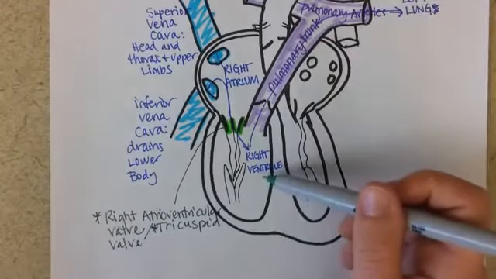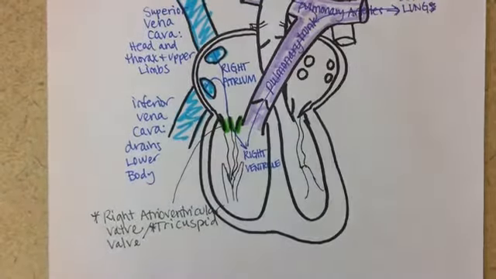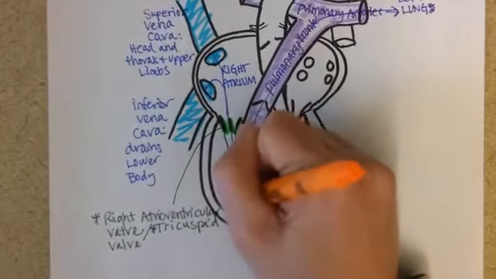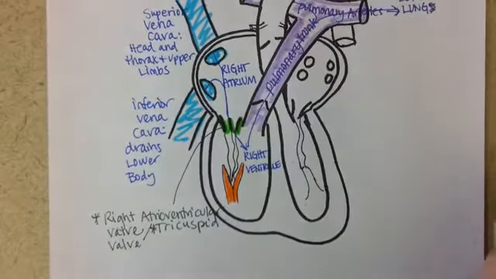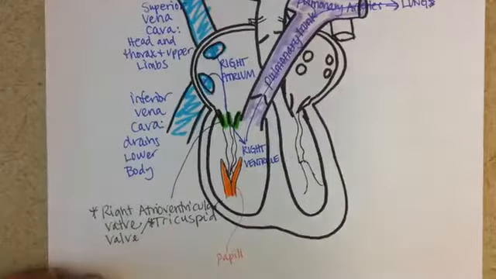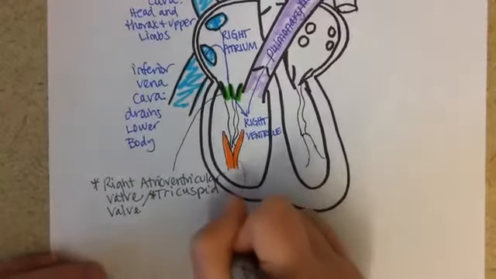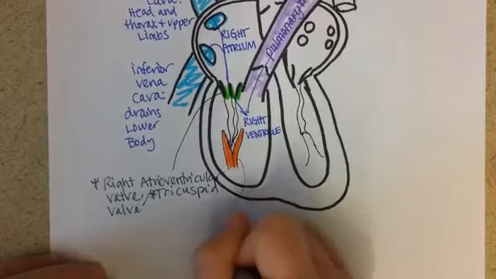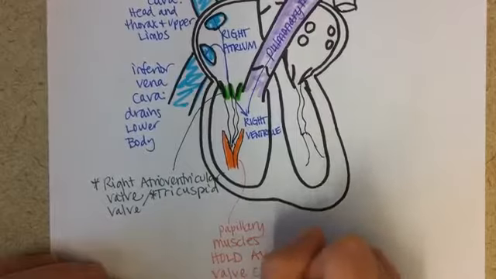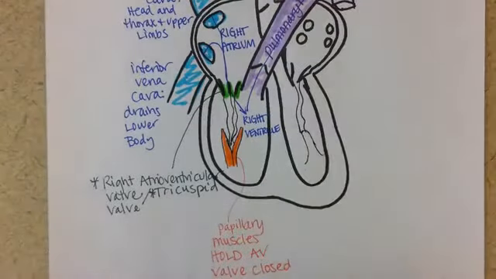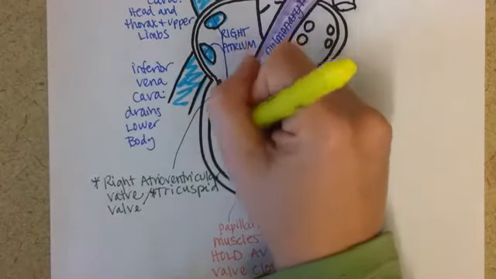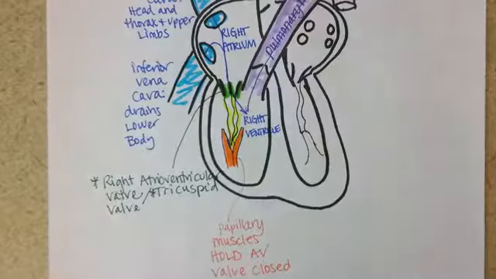And when the right ventricle contracts, the papillary muscles down here, papillary can mean like carrot, and so we'll make them orange for fun. The papillary muscles hold the AV valve closed so that blood doesn't go backwards up to the right atrium. And it holds them closed with these collagen fibers called the chordae tendineae.